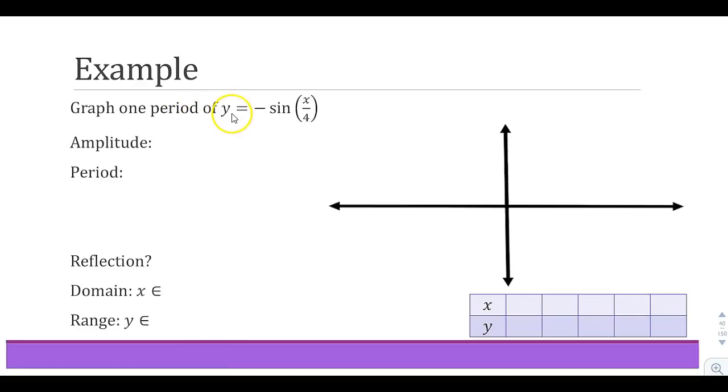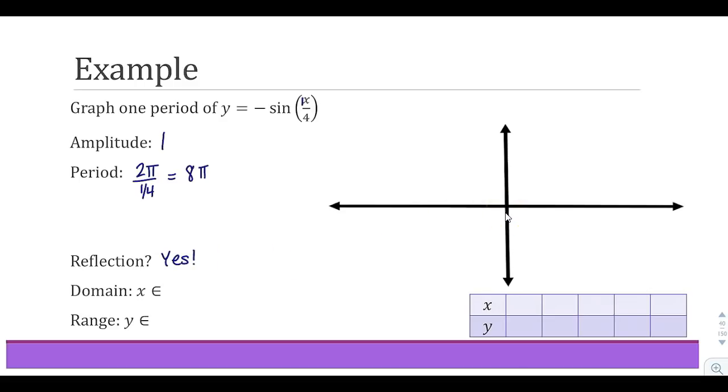Now let's graph one period of y equals negative sine of x over 4. So the amplitude here is 1. We take the absolute value of the number in front of sine, so that would be positive 1. The period is going to be 2 pi divided by 1/4. What's in front of the x here is technically this 1/4, so I could think about this as 1/4 times x. And then if I multiply by the reciprocal, I end up with a period of 8 pi. And this time there is going to be a reflection, because the value in front of sine is negative.